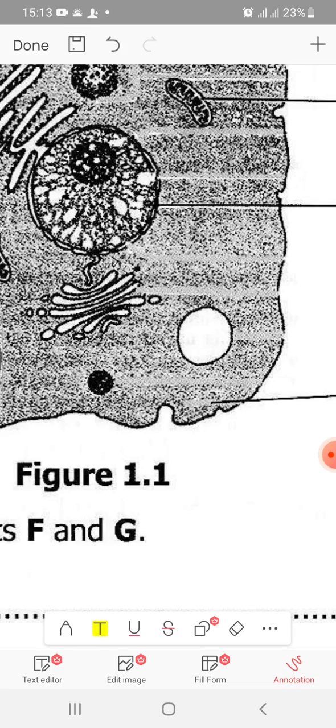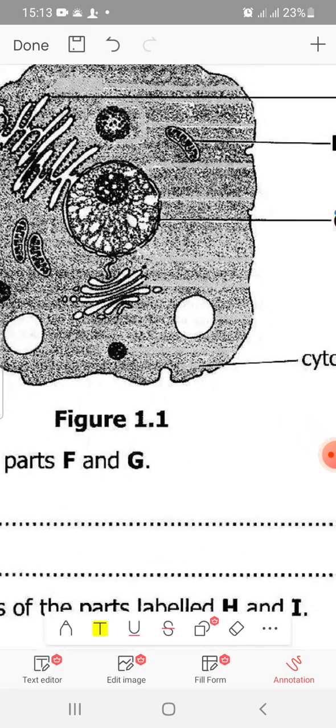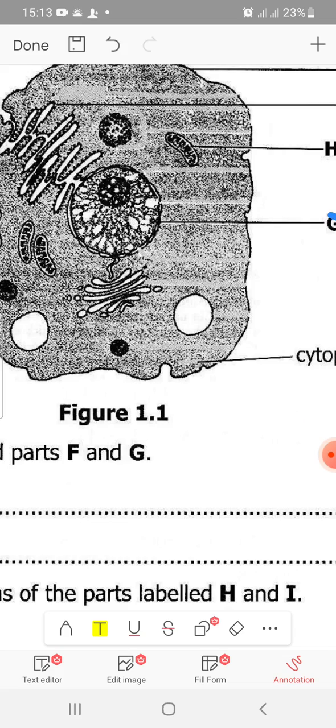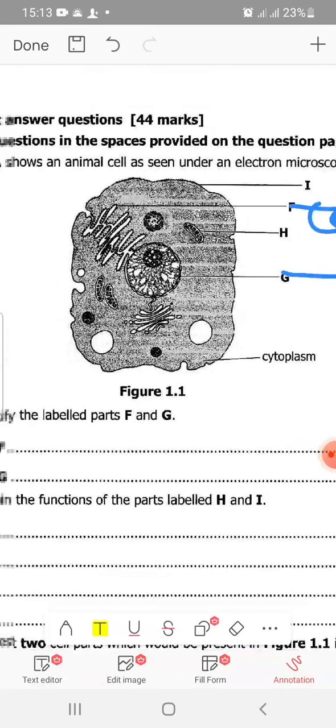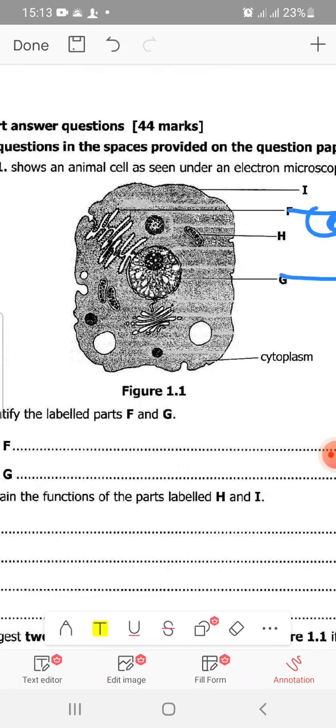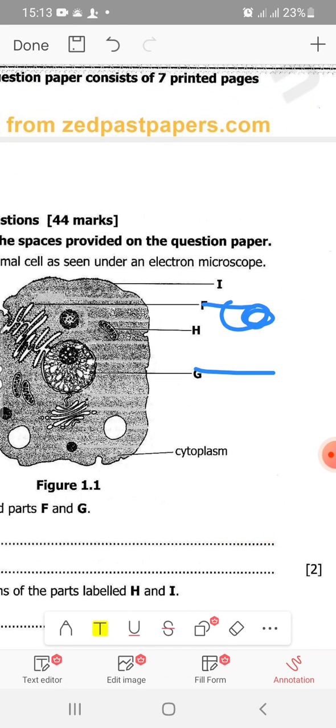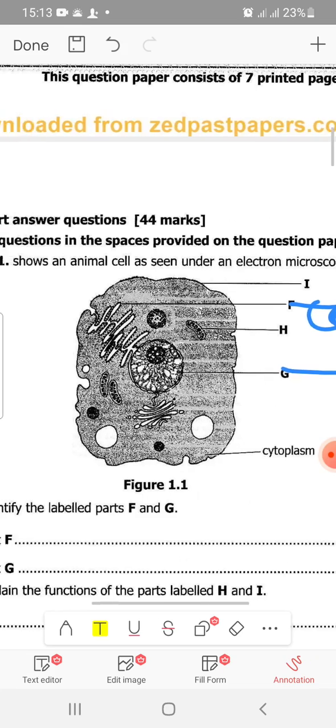Okay, it is pointing outside, yes. Okay, very good. So this is the nuclear membrane. It is not really the nucleus, that is the nuclear membrane. So G is the nuclear membrane. But if it had pointed inside, you could have said that's the nucleus. Because it is pointing outside, that is the nuclear membrane. Then if you look at part H, that is the mitochondria. Part I, that's the cell membrane.